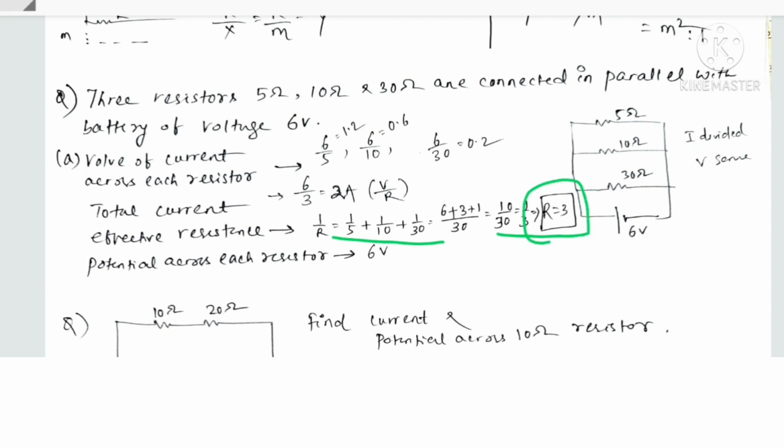So total potential is known, 6. Total resistance is 3 ohm. What will be the total current? V by R, and that is 2 ampere. Now this current will be divided across all these 3 resistors. Okay.